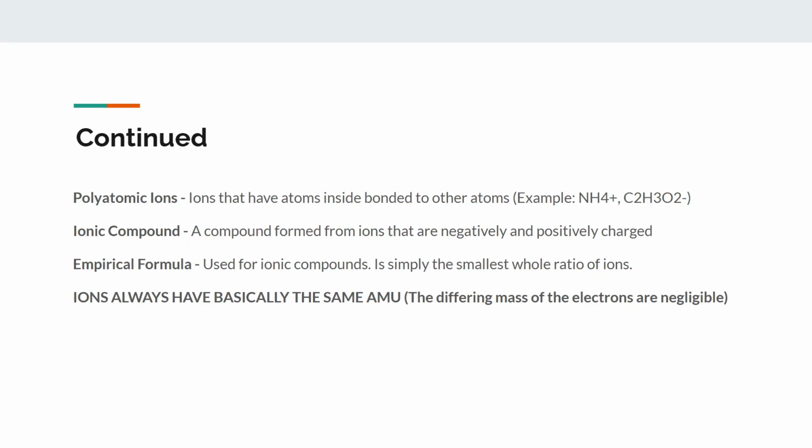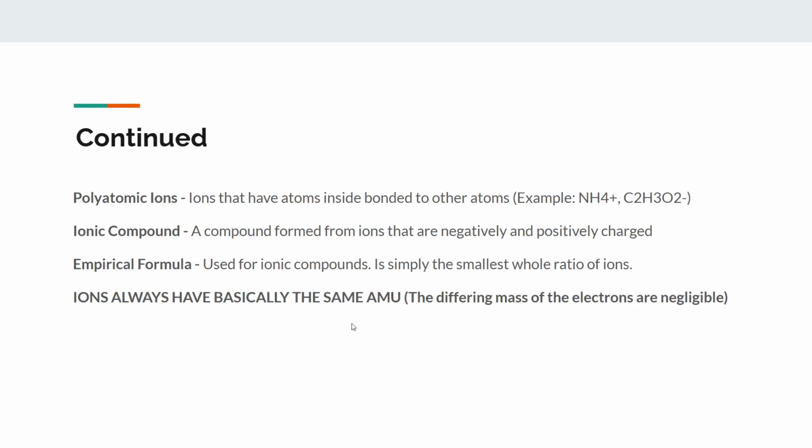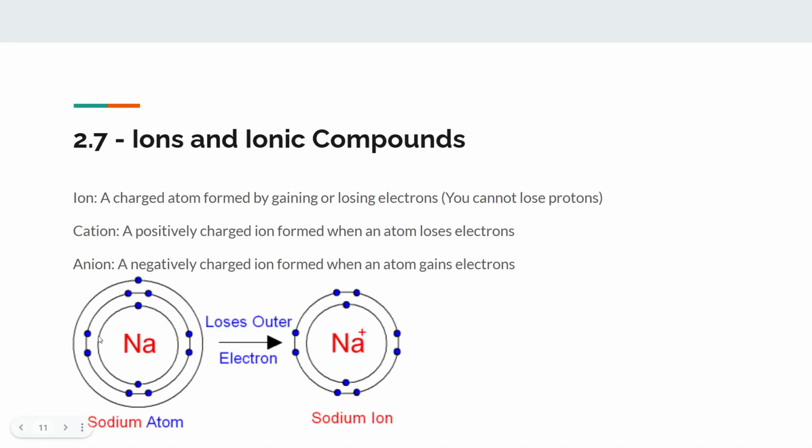So polyatomic ions are ions that have atoms inside bonded to other atoms. We have a few examples here, and that's ammonium and acetate. As opposed to the sodium atom on the previous slide, which is just one atom, one ion, on this page we see that ammonium and acetate are groups of atoms that carry a charge. So it's important to distinguish between a polyatomic ion and a monatomic ion, which I don't have here. A monatomic ion is basically a regular ion, just one atom carrying that charge.